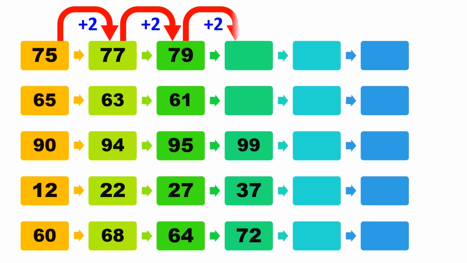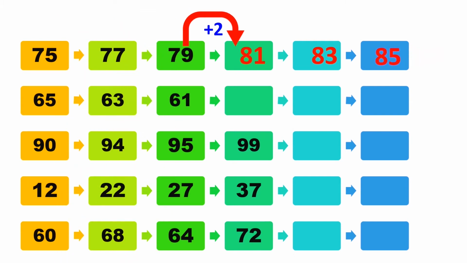Look, I put on a row and I write +2. 79 plus 2, 80? No, it's 81. We will write 81. 81 plus 2, 83. 83 plus 2, 85.